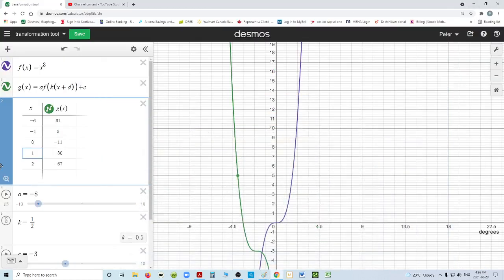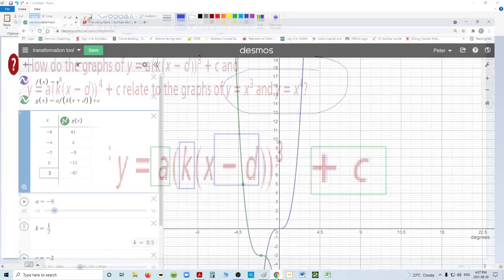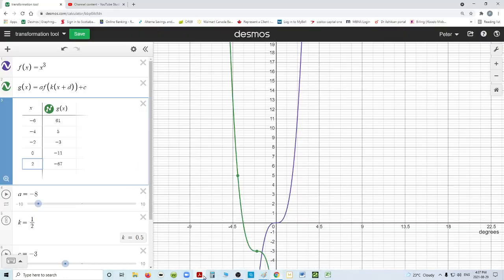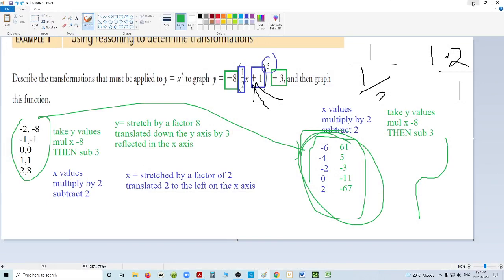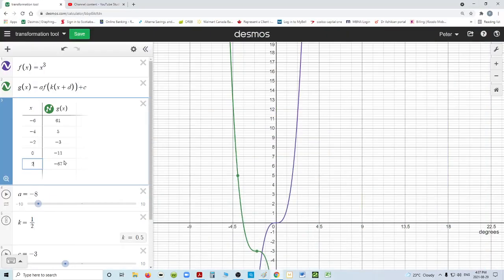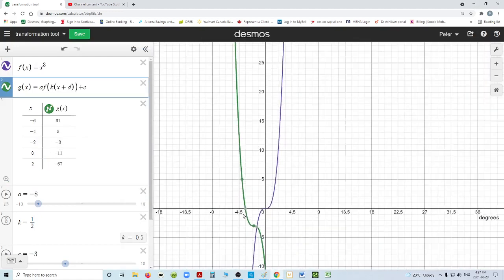Oh, it's minus 2 there. I think I got it right, did I? Minus 2 and 0 and 2. So they should be minus 3, minus 11, minus 67. There they are. And sure enough, you'll see them on the graph.